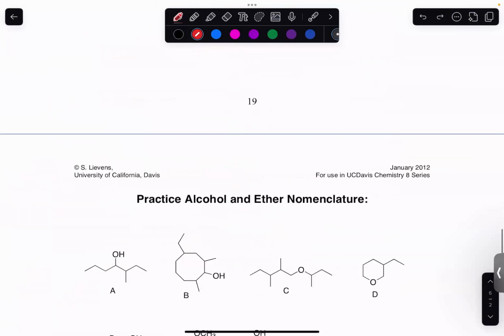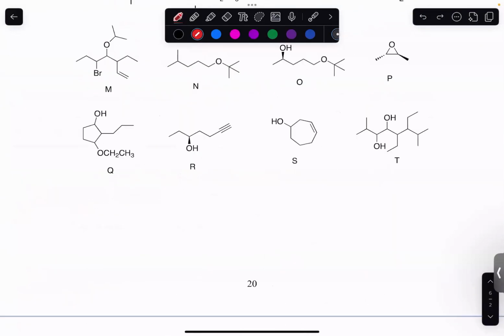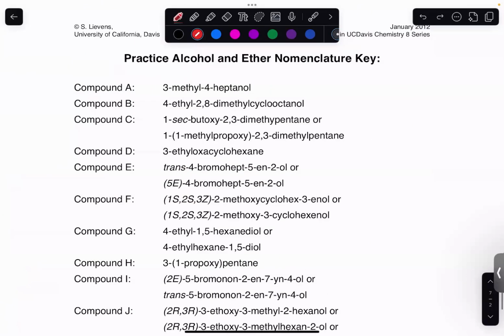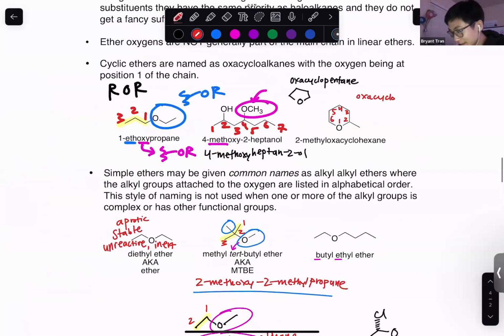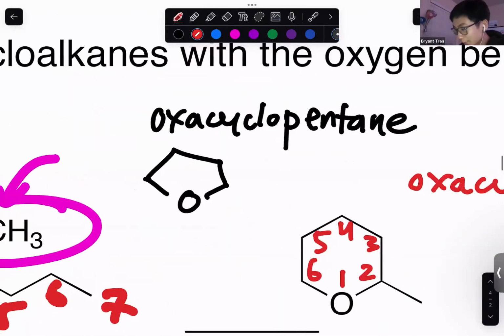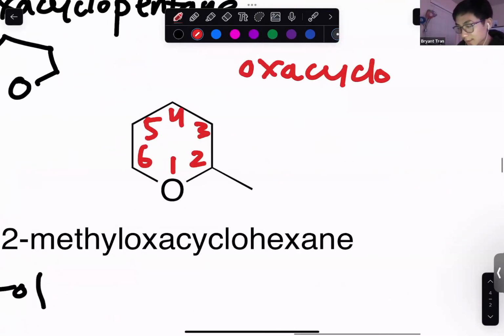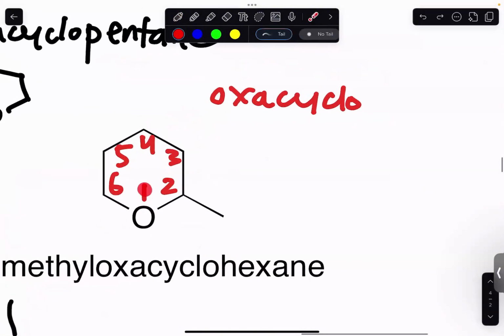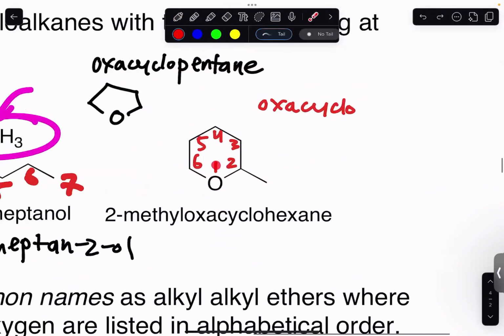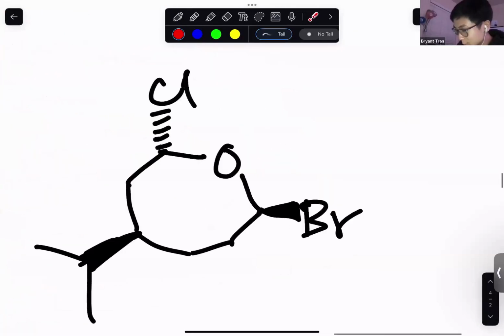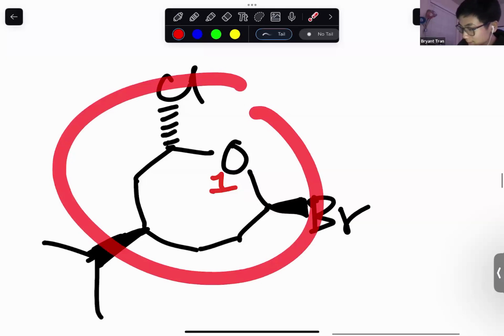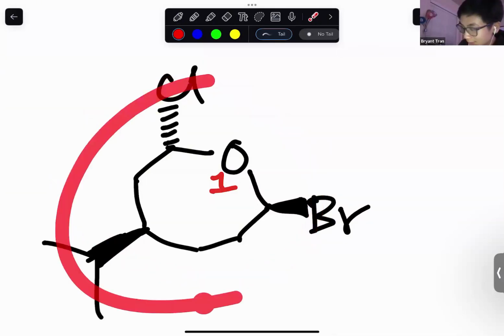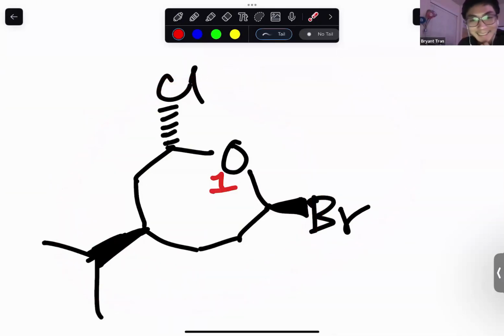I put the bromine, but I think that's wrong. Was I supposed to start at the oxygen? Yes, when you have a cyclic ether, our number one atom is always the oxygen in the ring, like that. So, this is our number one atom right here. Now, do we want to go clockwise or do we want to go counterclockwise?